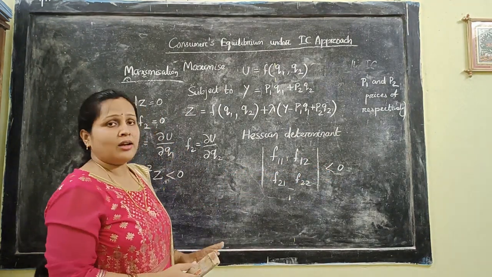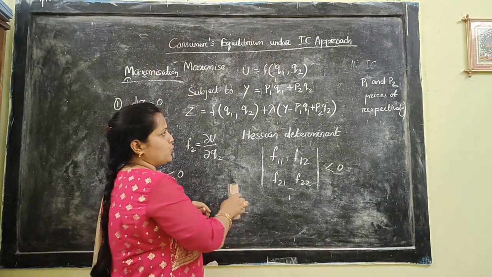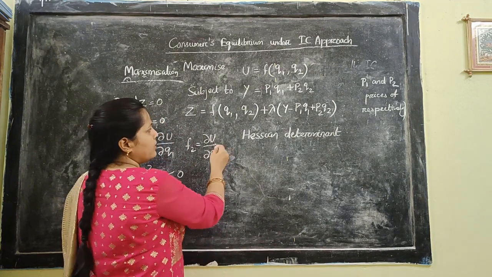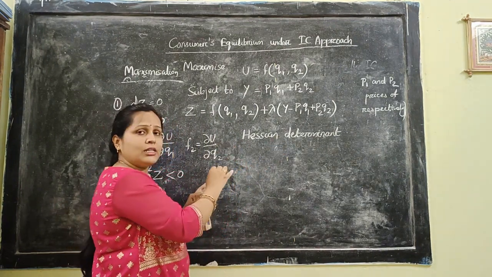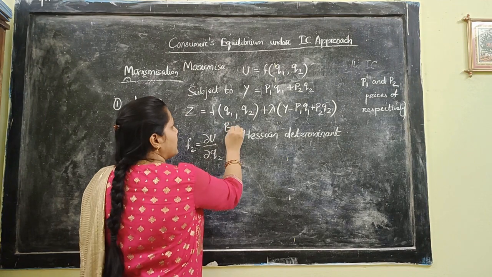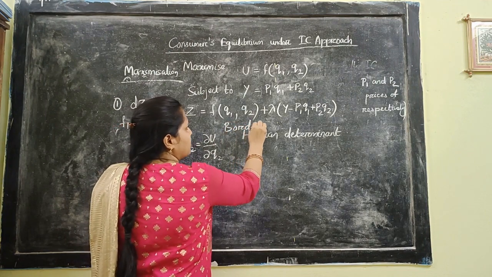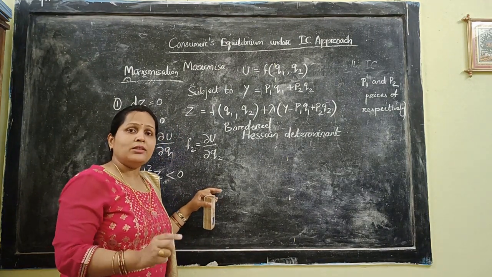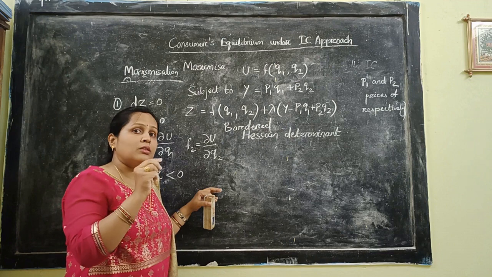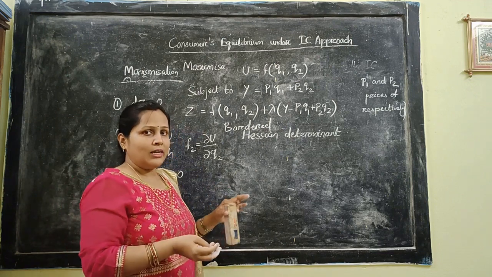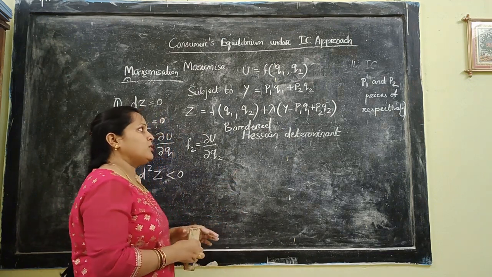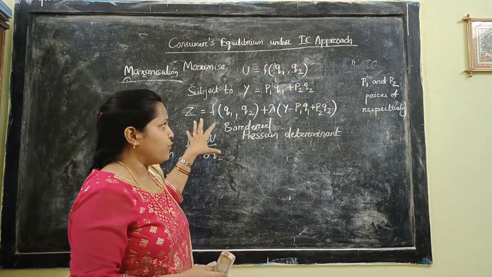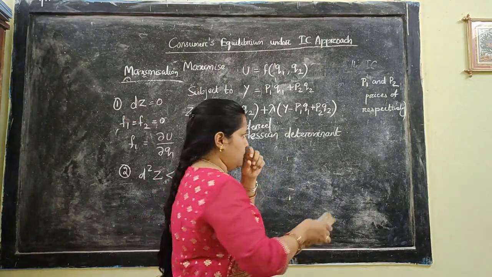But if there is a constraint, then you have to form the bordered Hessian determinant, which is formed taking the constraints into account, or the constraint at its borders. That is why the name bordered Hessian determinant. So let's move to find out these two conditions of equilibrium, right?